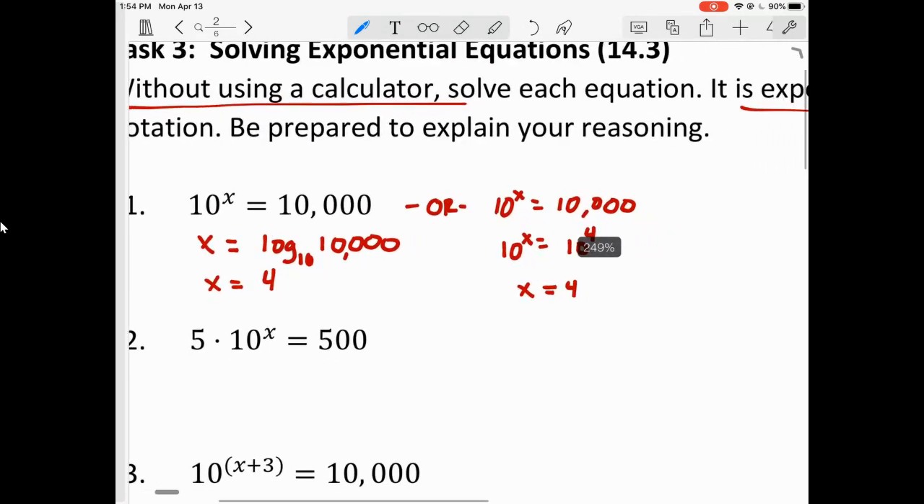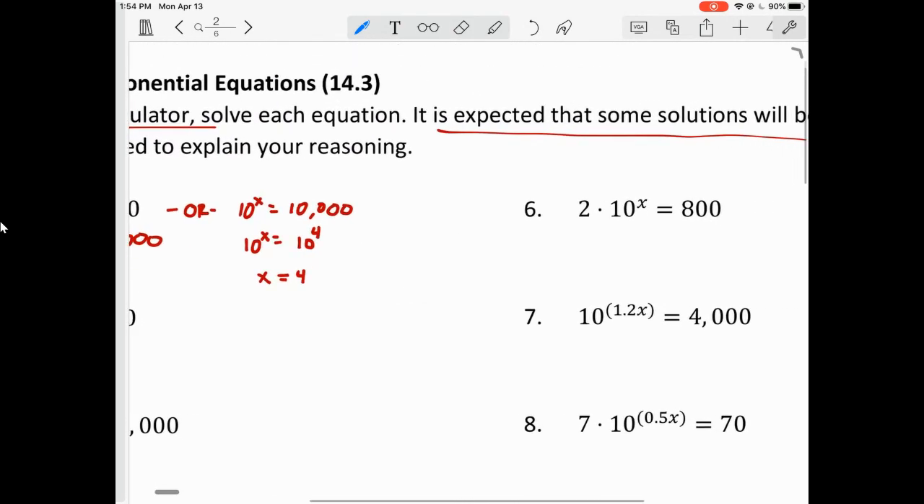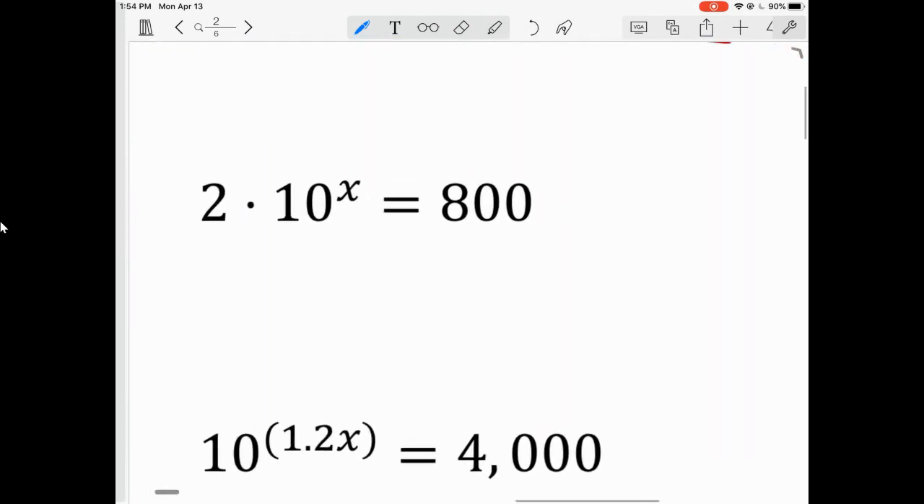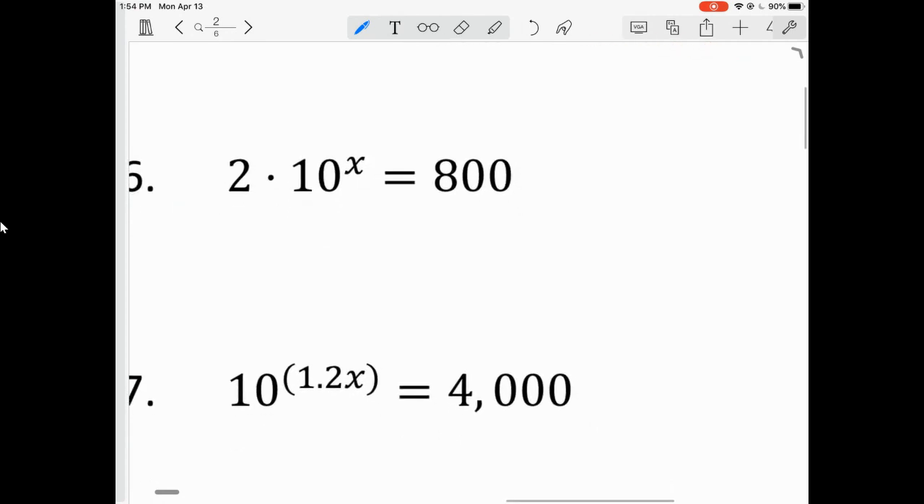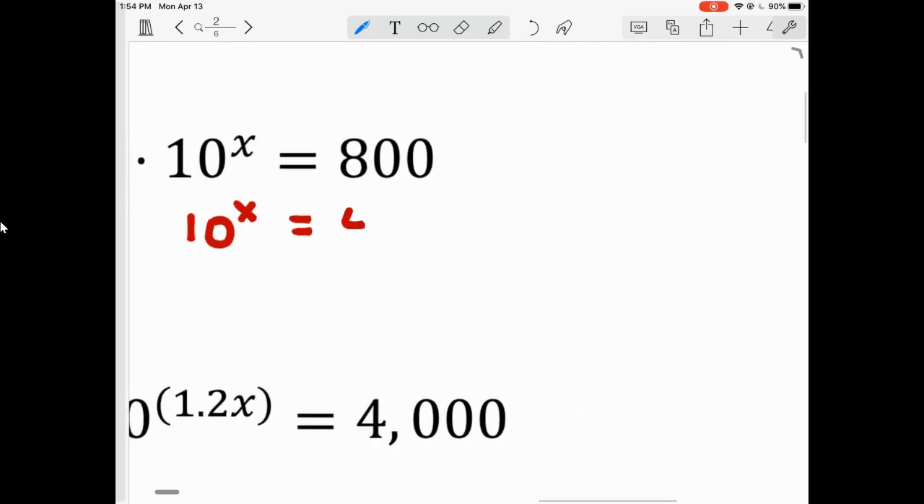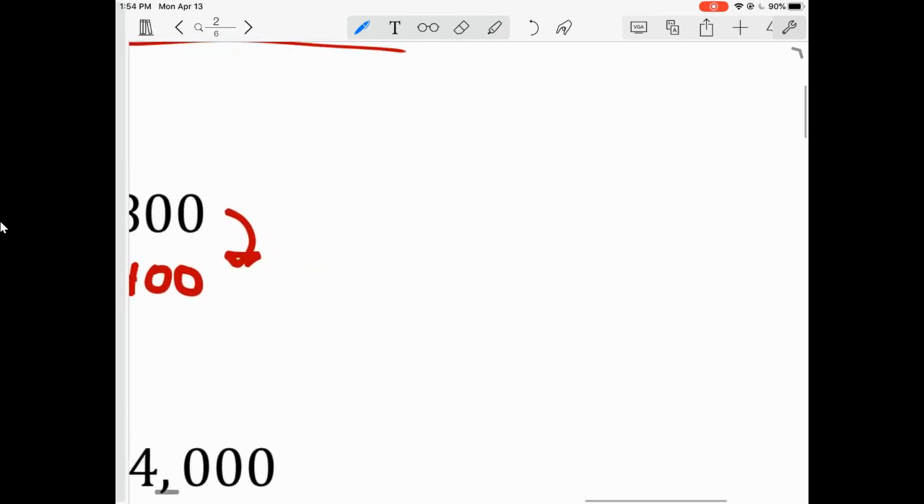All right, I'm going to skip over to number 6 here as well to show you a case where that doesn't necessarily work. In this one, we're multiplying by 2. Just like Lynn did in the opening example, we can get rid of that 2 because it's being multiplied by applying its inverse, which is division. So if I divide both sides by 2, I should get 10 to the x power equals 400 after we divide both sides by 2.